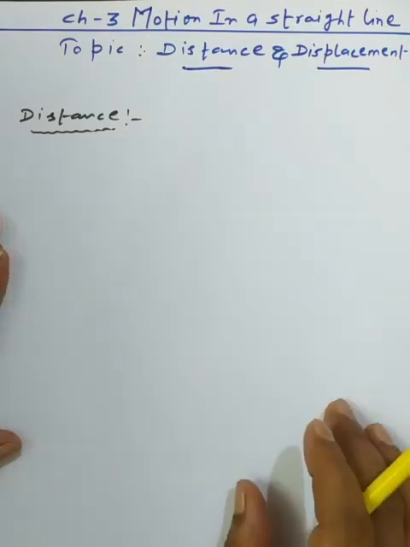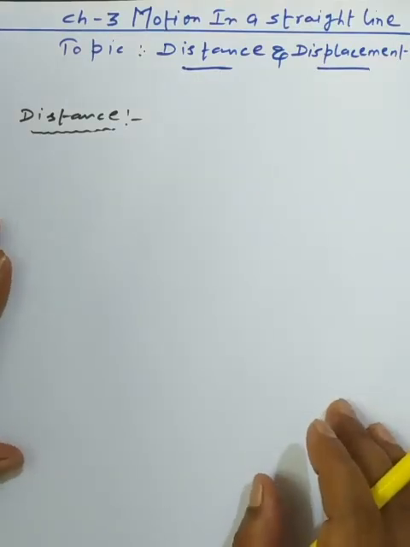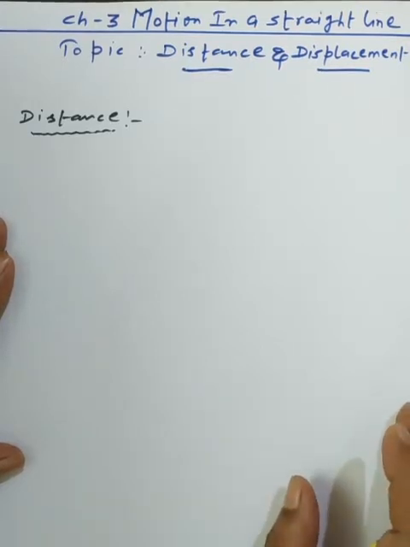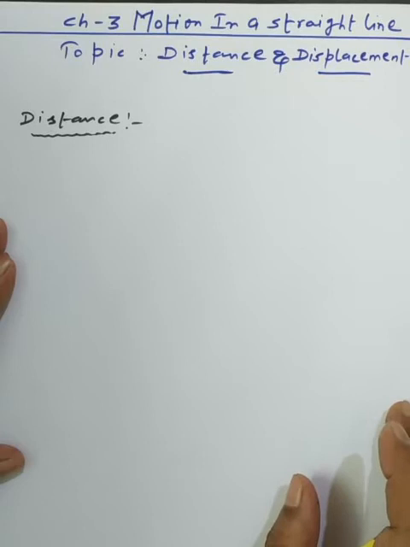Now, dear students, we have chapter number 3, motion in a straight line, and today the topic is distance and displacement. First we will discuss the distance. What actually is distance? If an object is in motion, the total length of the path covered by the object during the motion is called the distance.